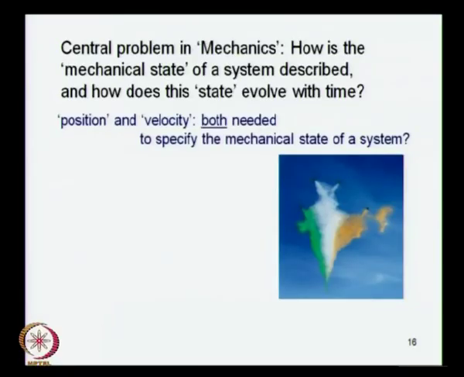Now, I would like to dismiss one doubt which some students sometimes have. Most of you will not have this doubt, but some of you may have, as to why velocity is an independent parameter, because after all velocity is the rate of change of position. Okay? So, if you know the position, you might think that all you need to do is to take its derivative with respect to time and you will get the velocity. So, why is it an independent degree of freedom?